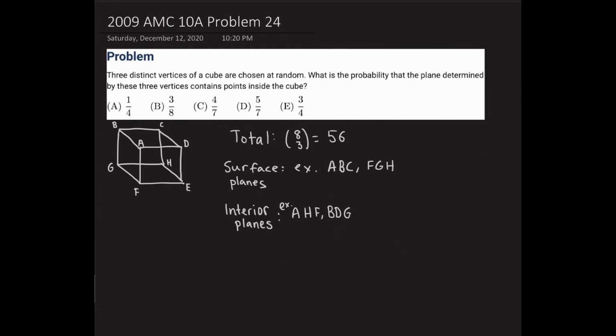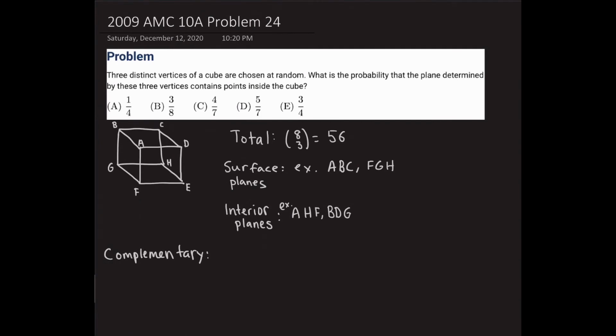So one way that we might start this problem is by saying, okay, since we want interior planes, let's count which ones there are. So we have AFH, we have ACH, we have CFH. So there's a lot of them clearly, and they're not very easy to count. So I'm going to use a method called complementary counting, which is basically just counting first the cases that you don't want, and subtracting that from the total.